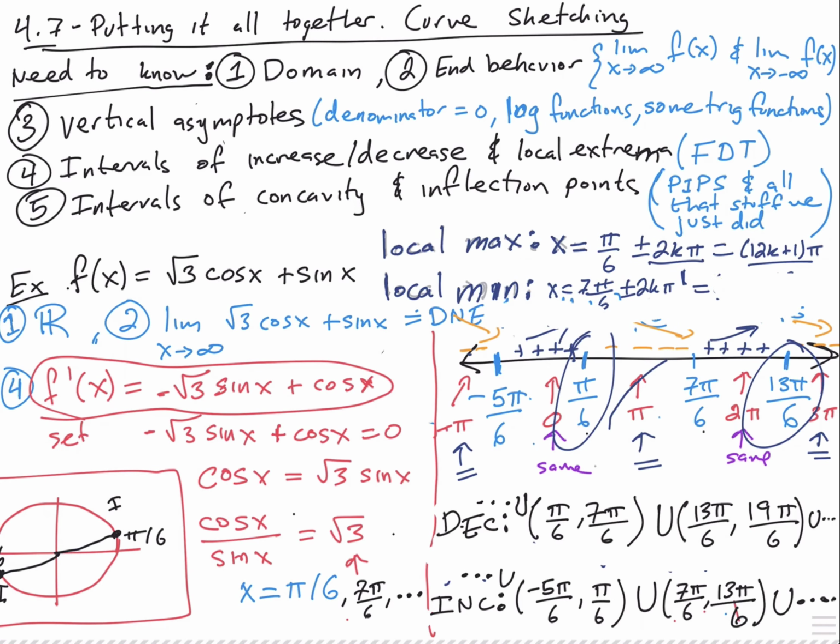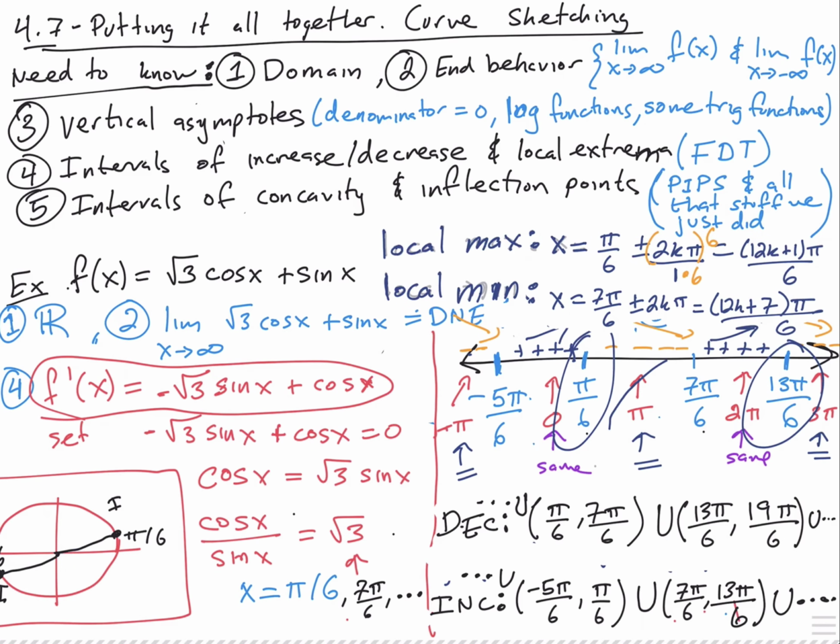So here, let me erase this a little bit. Which one? The max or the min? Both. You know how it goes to 12k plus 1 pi? Yeah, so if you just take this one and you multiply top and bottom by 6, right? So that's basically all it is. So then the other one, 7 pi over 6, plus or minus 2k pi, which is 12k plus 7 pi over 6. And again, where k is an integer, right? So far so good?